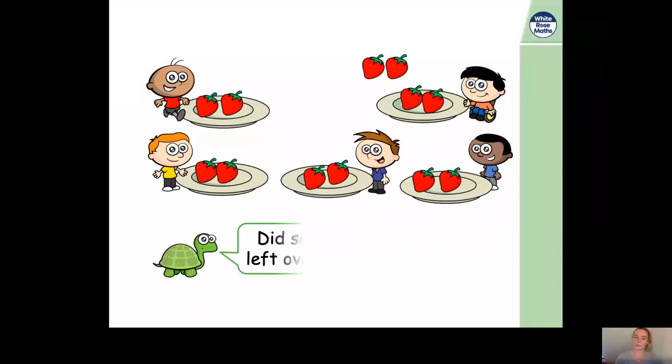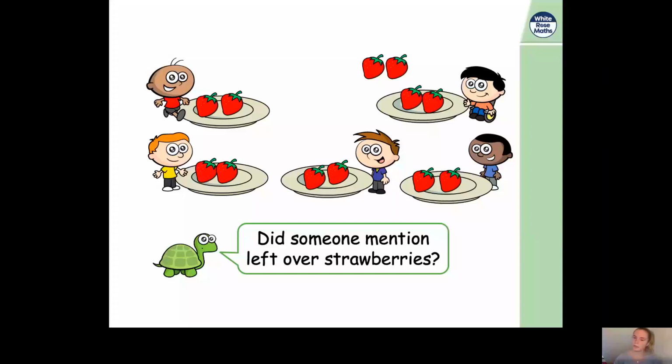Now, Tortoise has come along and he said, did someone mention leftover strawberries? Could we give our strawberries to Tortoise? Yes, we could, couldn't we? Let's have a go. Well, there you go. He's got 2 strawberries now. So we can say because all of the 5 children have 2 strawberries and Tortoise has 2 strawberries, and we've got no strawberries left to share, we can say that 12 strawberries can be shared out equally amongst 6 people because they've each got 2 strawberries.